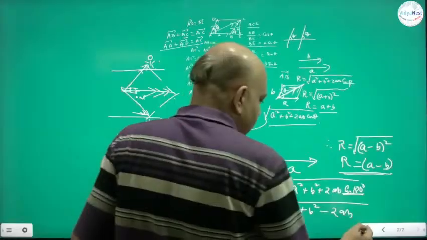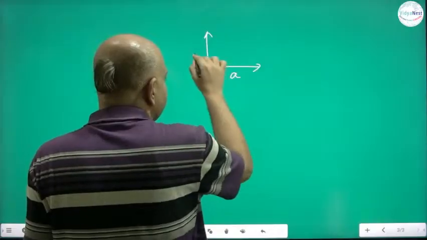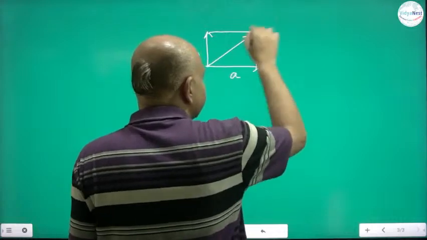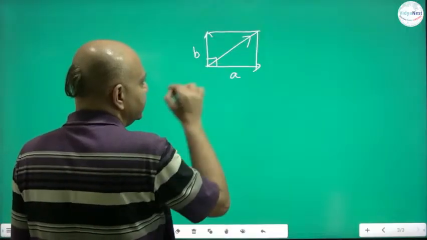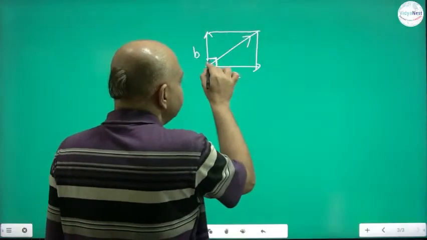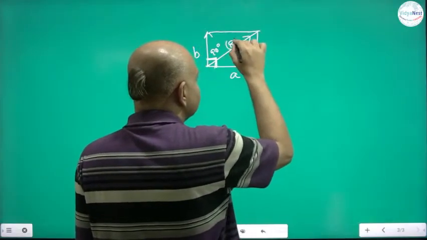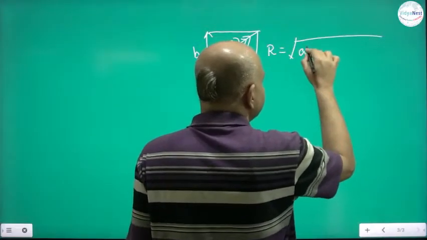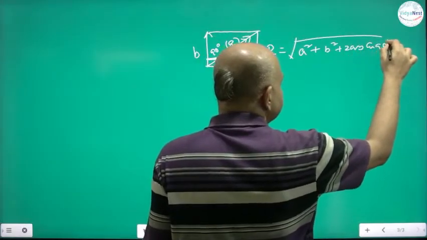Very good. Now see, if the two vectors, vector a and vector b, are mutually perpendicular with each other, then this is the addition of the two vectors diagonally. What is the angle between them? 90 degree. Parallelogram, na? So the angle between the two vectors is equal to 90 degree. If r is the resultant, the addition, so I can write a square plus b square plus 2ab cos 90.